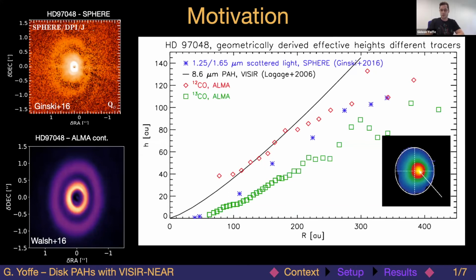scale height. This plot demonstrates how the effective emission height of different tracers varies for a three-dimensional disk, in this case, HD 97048. I'd like to draw your attention to the black curve depicting the effective emission height of PAHs, or polycyclic aromatic hydrocarbons. Contrary to large grains of order millimeter in size that dominate the emission seen in the ALMA continuum images, PAH molecules are strongly coupled to the gas.